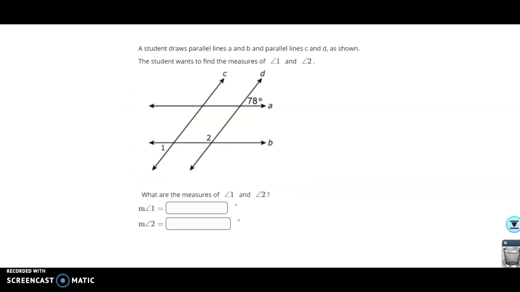Here we have two sets of parallel lines. This is kind of interesting because this creates a lot of congruent angles. They want to know the measures of angle 1 and 2. Well, let's see. 78 would be corresponding with this one. So this one would be 78.